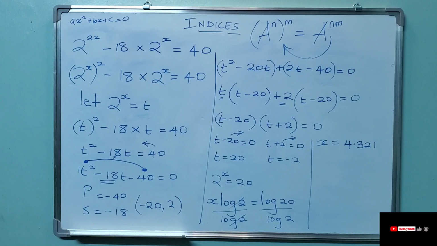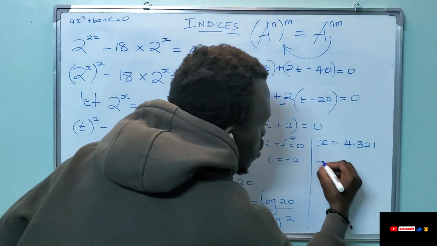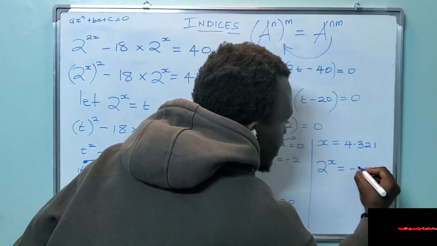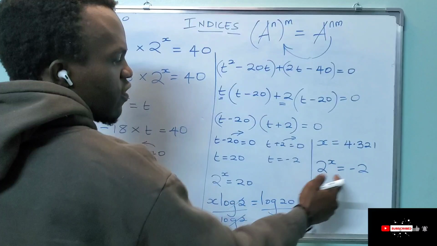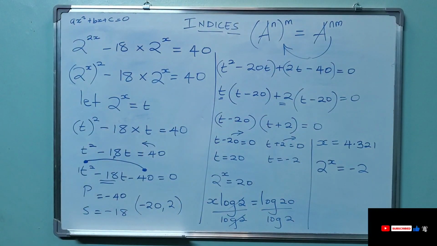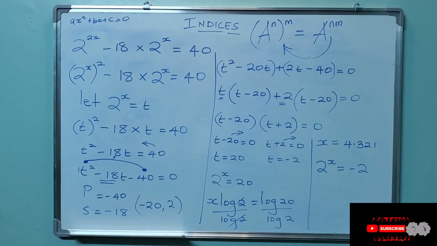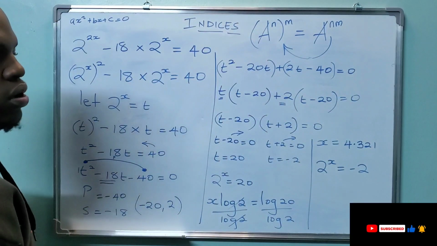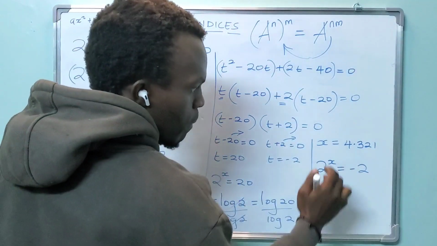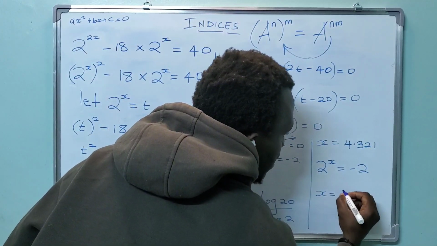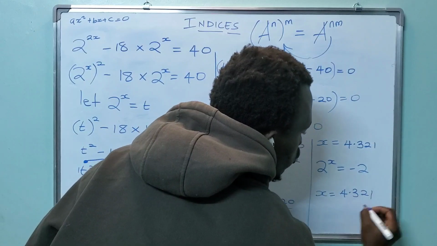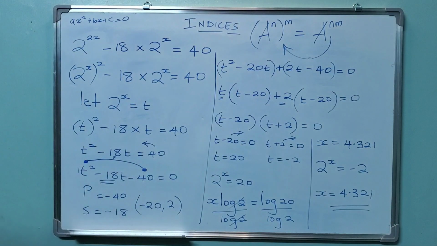The second part of it, remember we are going also to equate it to negative 2. So when I say 2 raised to power x equals negative 2, we cannot make this and this the same base. Yeah, negative 2 and 2, we cannot make them the same base. So in that case, x is a complex value. Are you together? So here, x is a complex value. So possibly the value of x here is going to be 4.321. And that is our final answer.